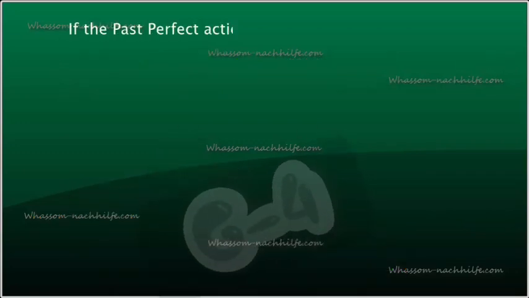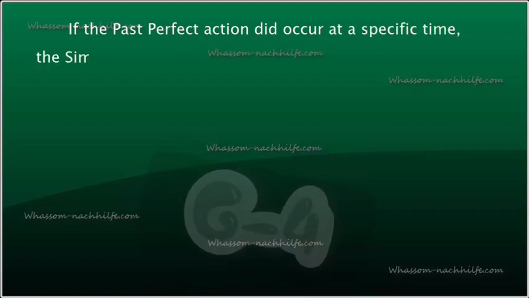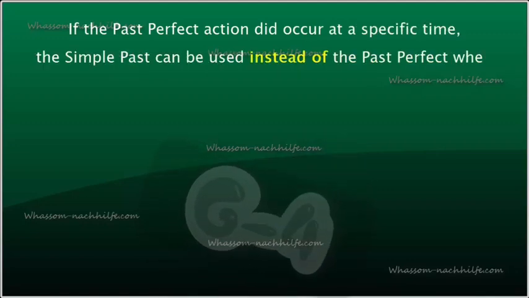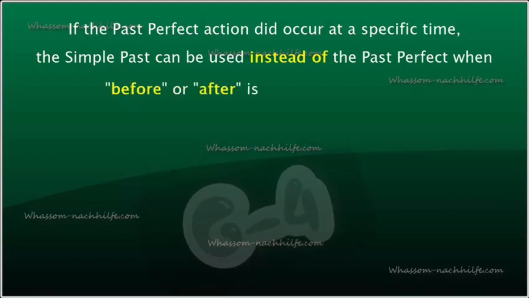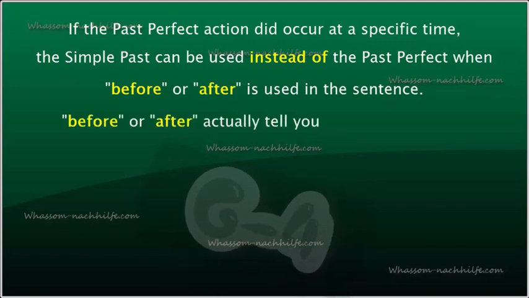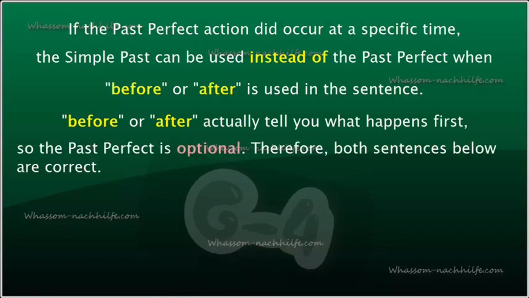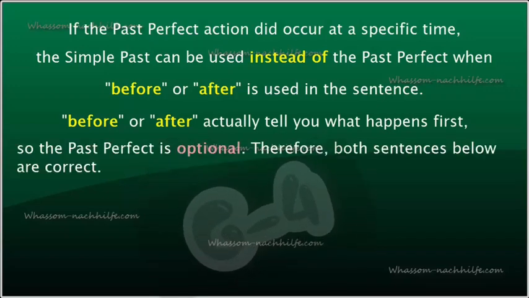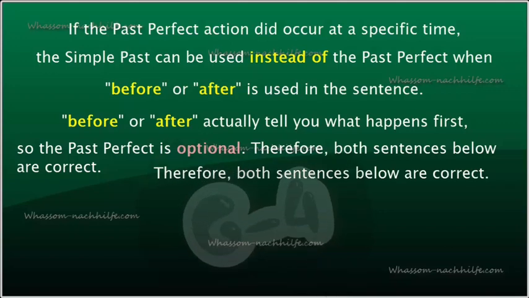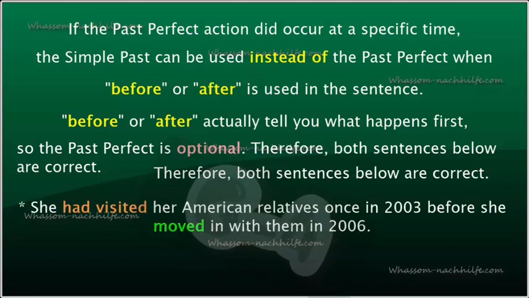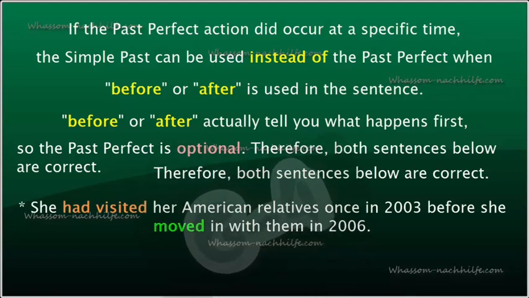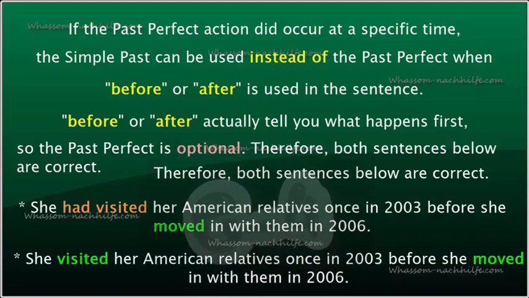If the past perfect action did occur at a specific time, the simple past can be used instead of the past perfect when before or after is used in a sentence. So the words before and after actually tell you what happens first. So the past perfect is optional. For this reason, both sentences below are correct. Check this out. She had visited her American relatives once in 2003 before she moved in with them in 2006. Or, she visited her American relatives once in 2003 before she moved in with them in 2006.